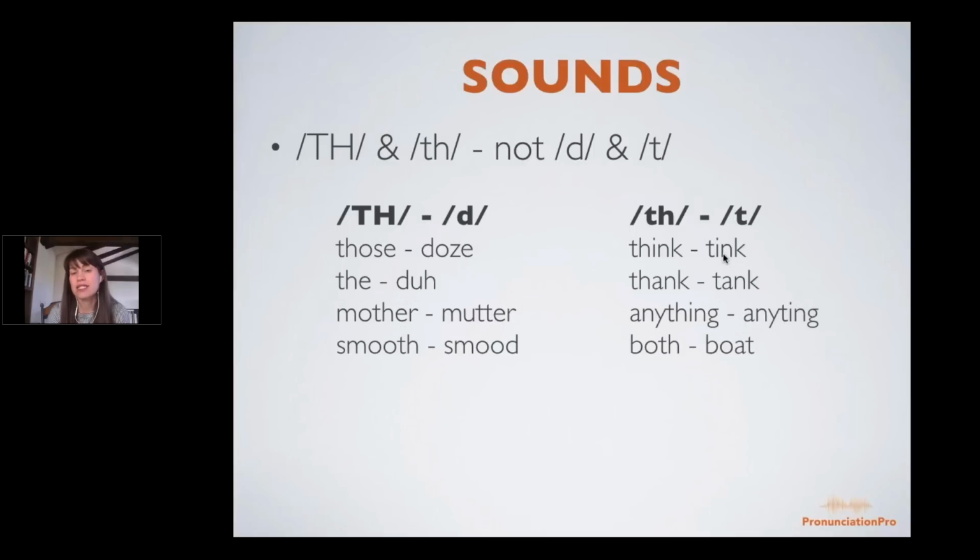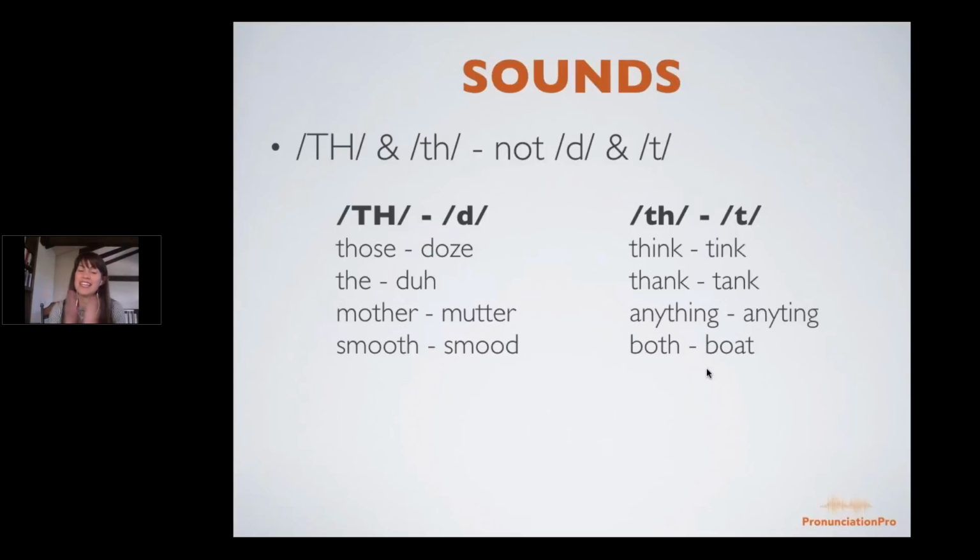Okay, the other one is the voiceless TH sound, and the tendency is to do the voiceless T sound instead. So go through the same way and read through these for me. Think, tink. Thank, tank. Anything, anything. Both, boat. Very good, very good.